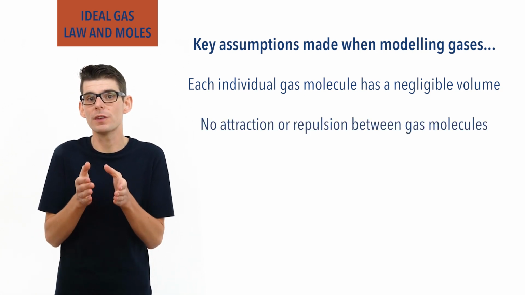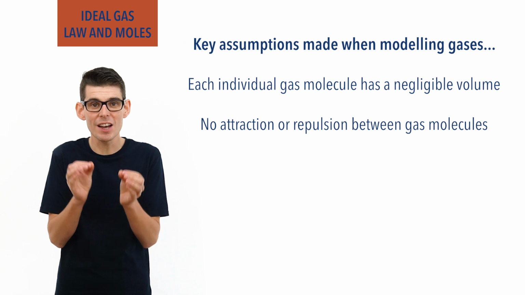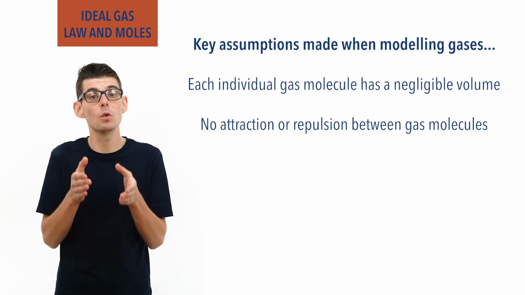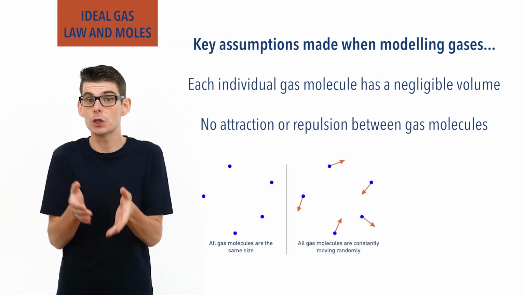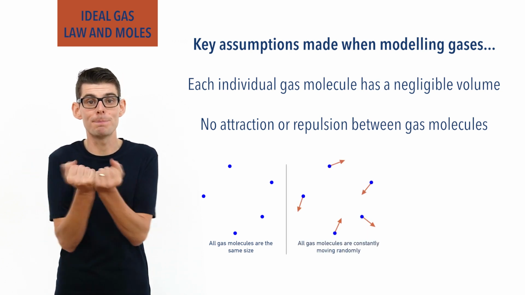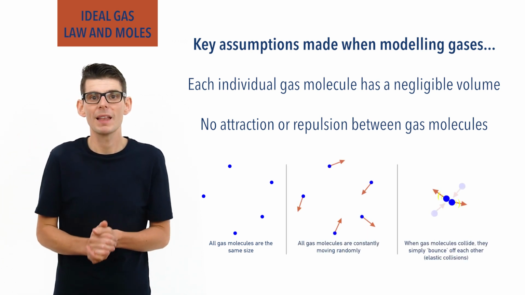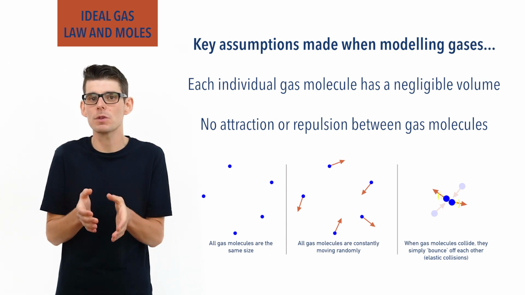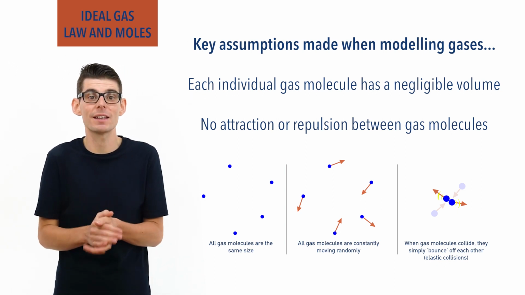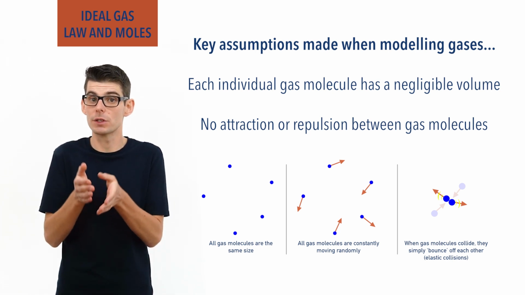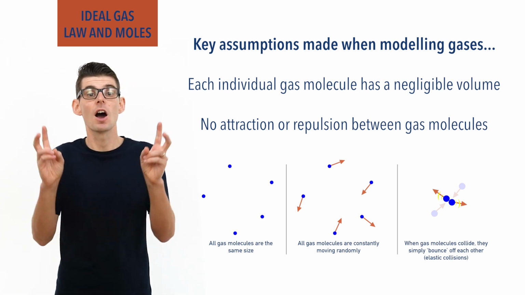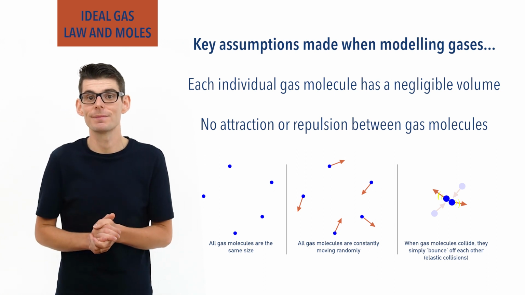In other words, we think of all gas molecules as tiny points in space that are all the same size and are constantly moving around. And when 2 molecules collide, they simply bounce off each other. In reality, these assumptions aren't exactly how gases always behave, and as a result, we describe gases that are following these assumptions as ideal gases.